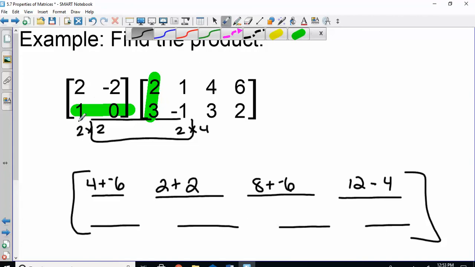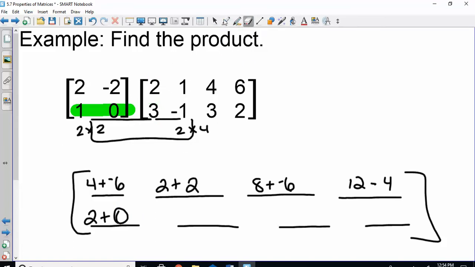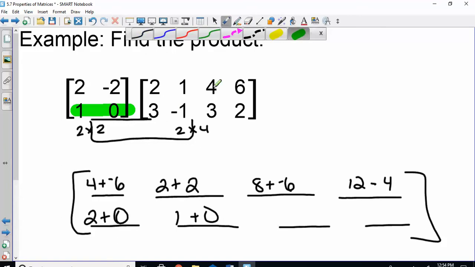Second row, row 2, column 1. So 2 times 1 is 2. 0 times 3 is 0. Row 2, column 2. So 1 times 1 is 1. Negative 1 times 0 is 0.